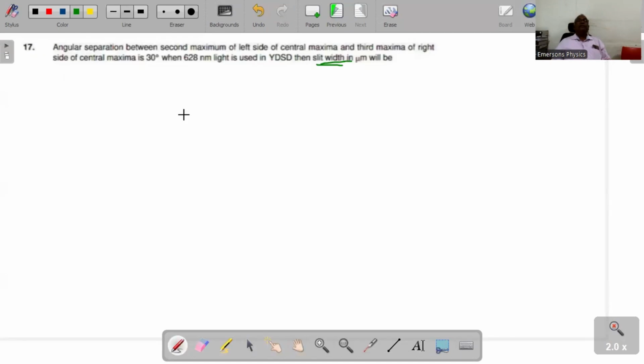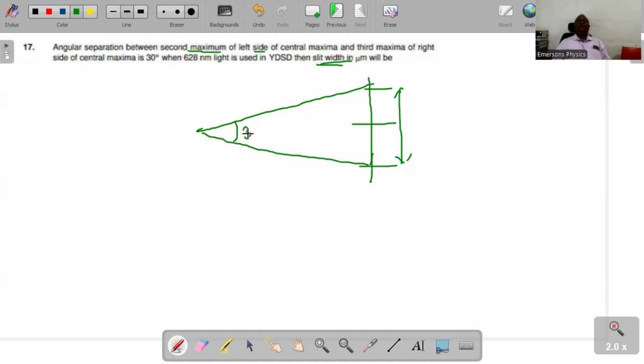Angular separation between the second maxima on the left hand side of the central maxima and the third maxima on the right hand side of the central maxima is 30 degrees. It's very clear. This is the zero order maxima. On the left hand side, second maxima, and on the right hand side, third maxima. The angular width is given as 30 degrees. We know this is 2 beta and this is 3 beta, where beta is the fringe width. So 5 beta is the width.